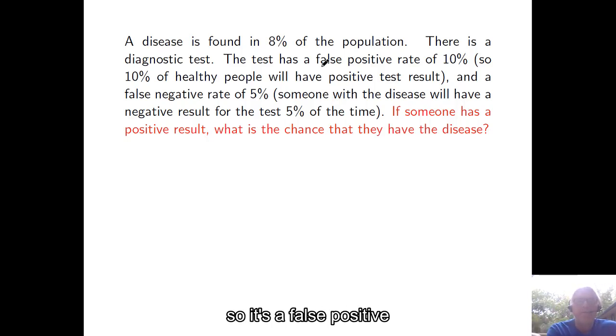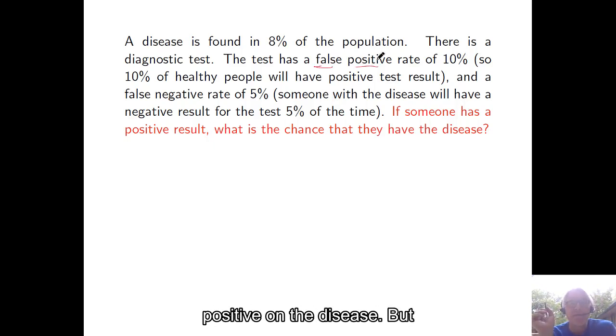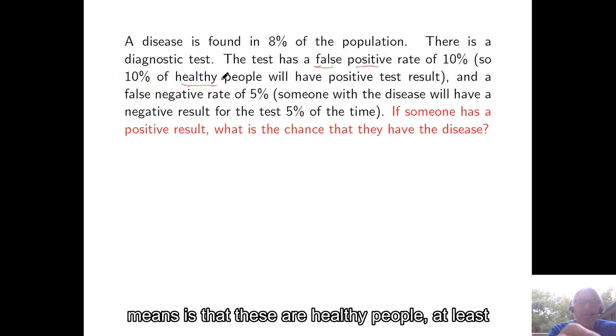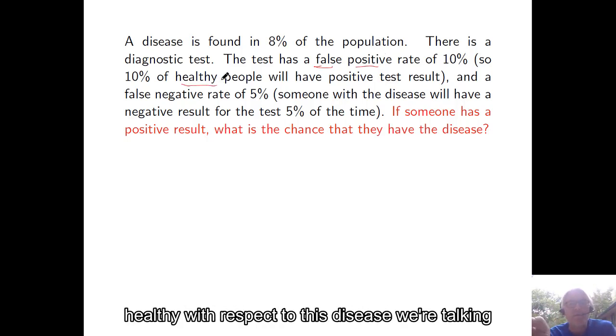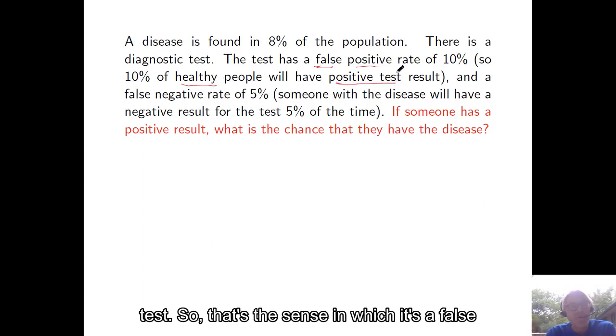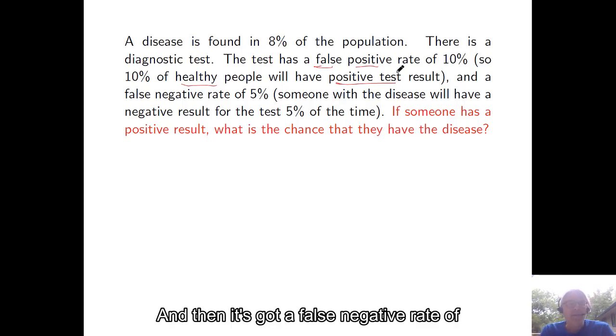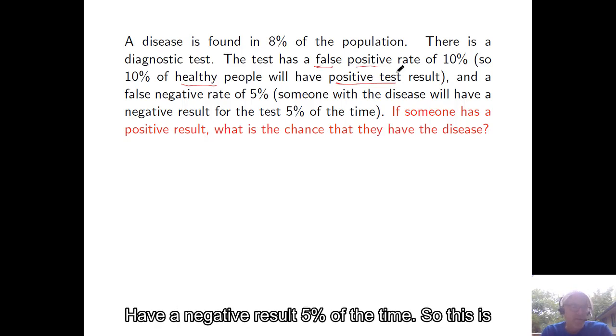It's a positive rate for testing positive on the disease, but it's false because these are healthy people, at least healthy with respect to this disease, and they still have a positive test. That's the sense in which it's a false positive. And then it has a false negative rate of 5%. Someone with the disease will have a negative result 5% of the time.